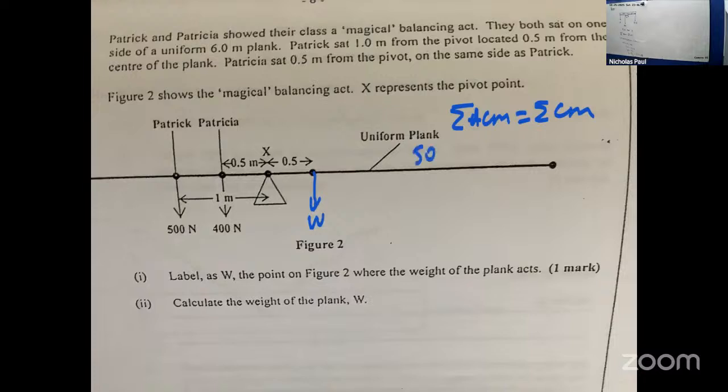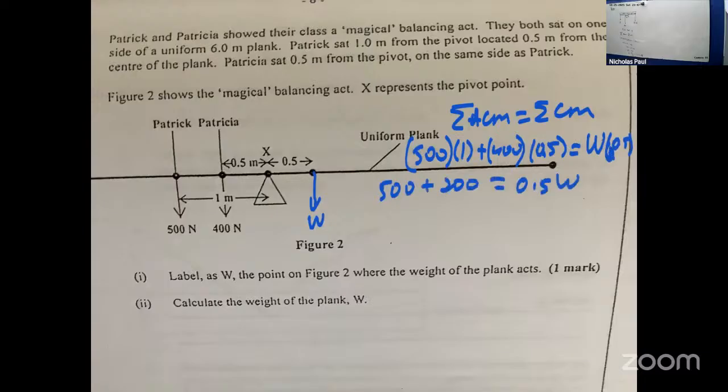Right, so always make sure you're working in SI units. 5 by 1 plus 400 by 0.5 is equal to W by 0.5. I got 500 plus 200 is equal to 0.5 W. Right? So W is 700 over 0.5. I got 1400. Anybody got that? 1400? No? Solomon, are you following what's going on?